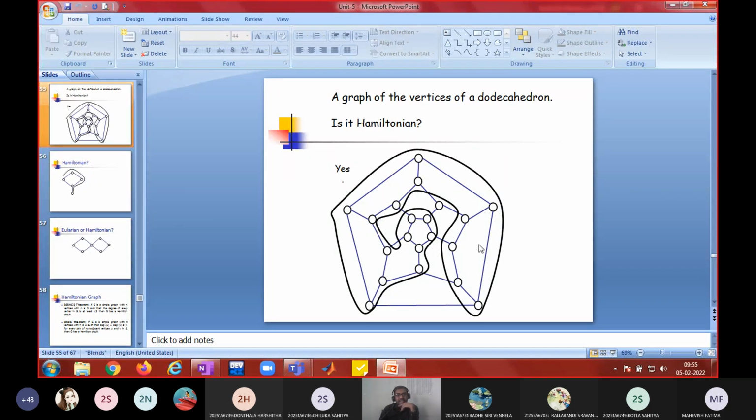Can you tell me why it cannot be Eulerian? It is having odd degree vertices. There are some odd degree vertices. That's why you will have to omit some of the edges. You cannot cover all the edges. Is that clear?